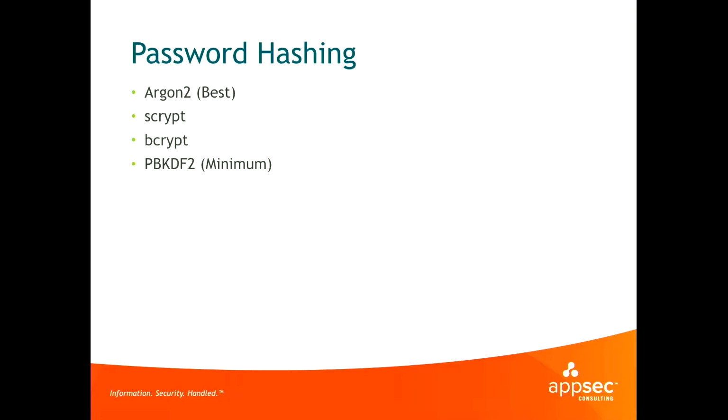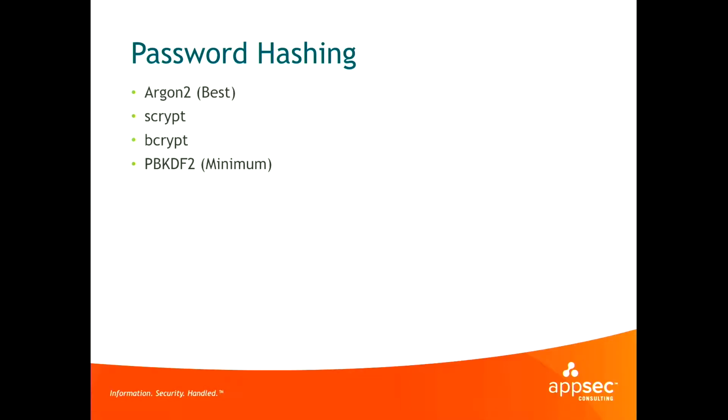So, today, if you're building a system, you would want to use Argon 2 as your password hashing algorithm. It is the best option available today. Your minimum option is PBKDF2. You should never, ever be using a straight hashing function. I don't care if you salt it or not. You should never be using a standard hashing function with passwords.